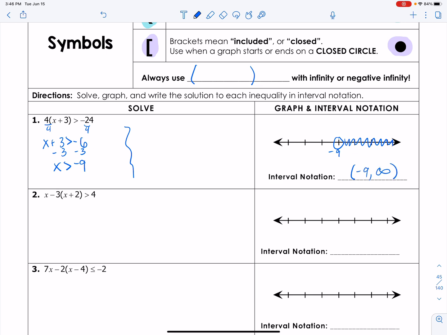Okay, I just want to show you something because some kids don't divide first. You could also multiply first, so you get 4x plus 12 is greater than a negative 24. Okay, and so then you would minus the 12 and minus the 12, and you get 4x is greater than a negative 36, and you divide by 4 and divide by 4, and x is greater than a negative 9, which is what I already had. So you can divide first or you can multiply. I do not care on a problem like this.